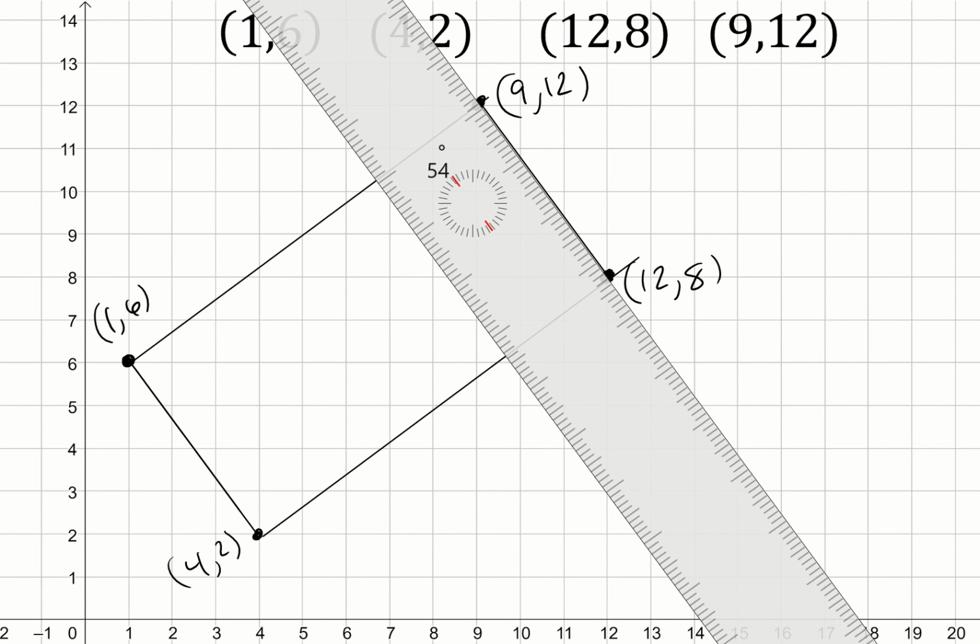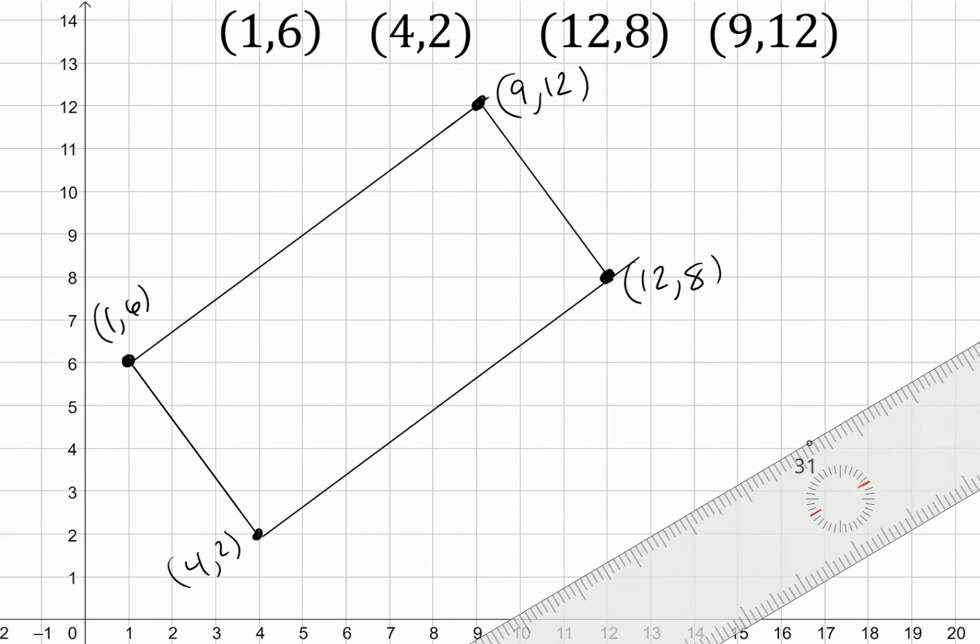Okay, so I grabbed the ruler there and I went ahead and drew those lines that connected those. And I would say it certainly looks like a rectangle, right? So it's a quadrilateral, could be a parallelogram, could be a special parallelogram called a rectangle. Let's look at a couple of the properties here.